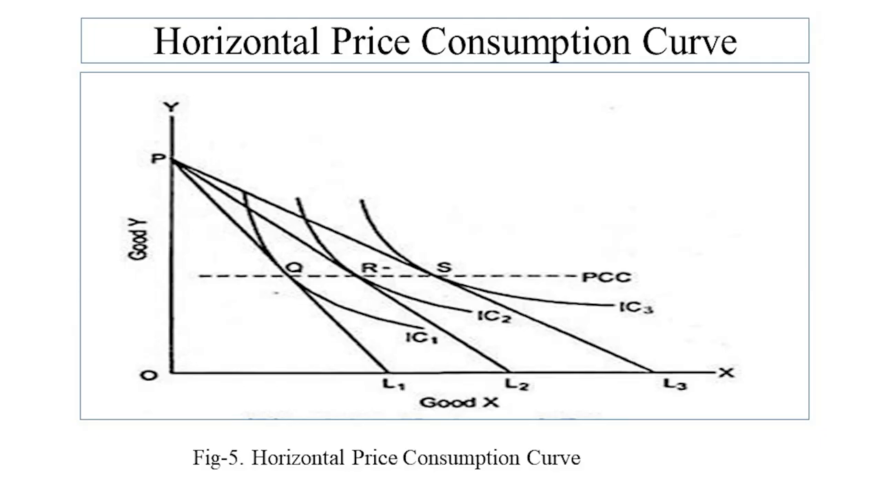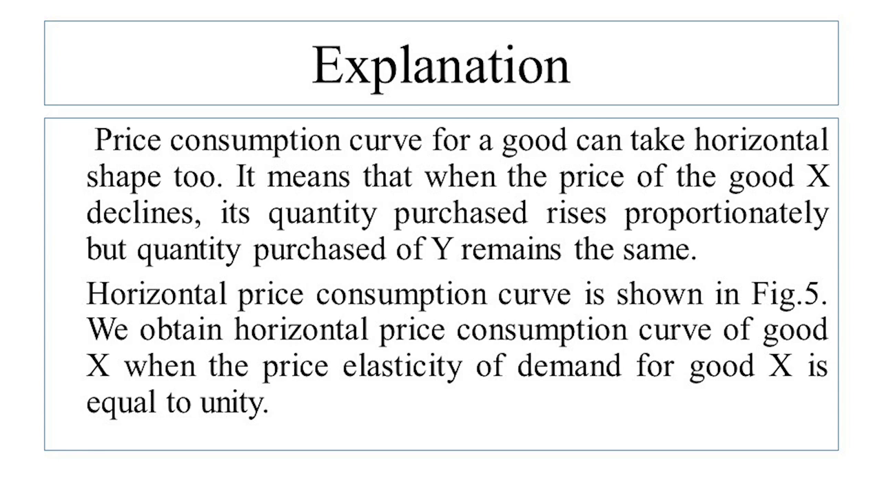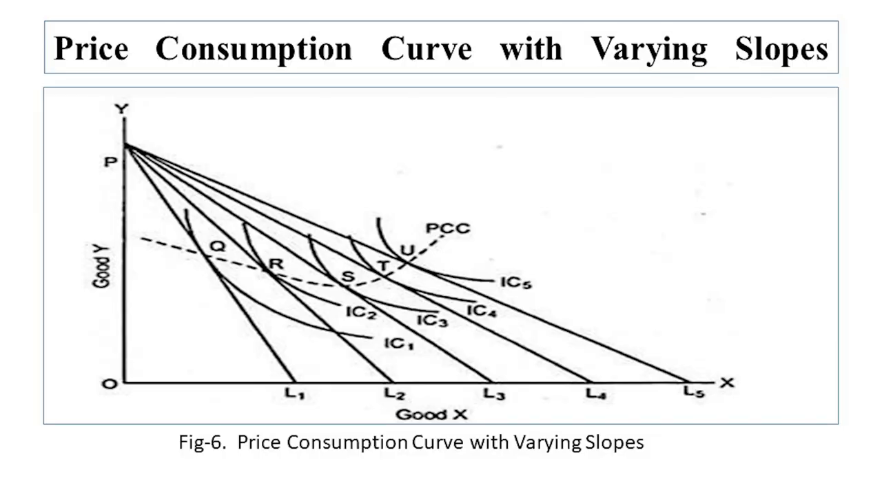Then next we have the horizontal price consumption curve. The price consumption curve for a good can take the horizontal shape too. It means that when the price of good X declines, its quantity purchased rises proportionately, but the quantity purchased of Y remains the same. The horizontal price consumption curve is shown in figure 5. We obtain the horizontal price consumption curve of good X when the price elasticity of demand for good X is equal to unity.